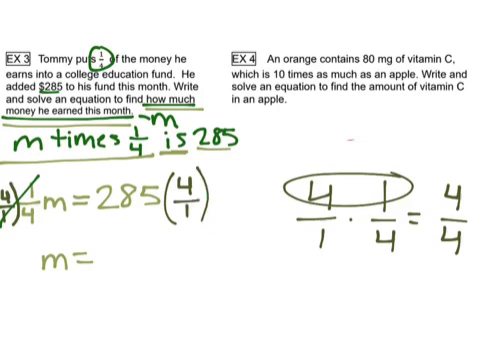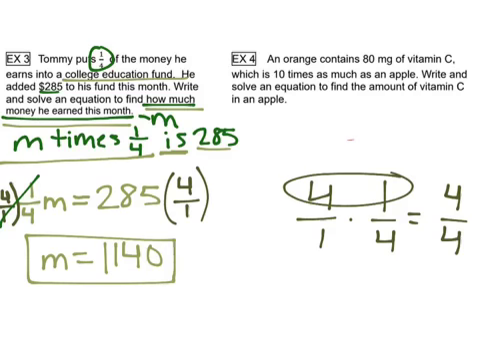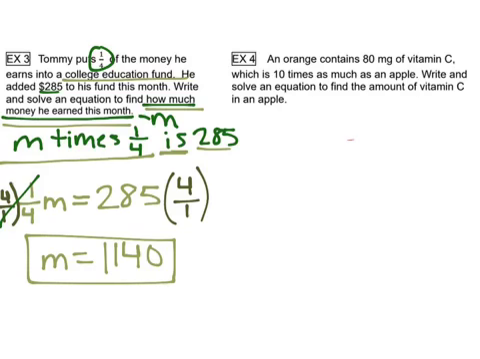So you'll get out your calculator for this. 285 times 4 equals 1,140. So that's how much he earned this month. He earned $1,140, and he ended up adding $285 that month.